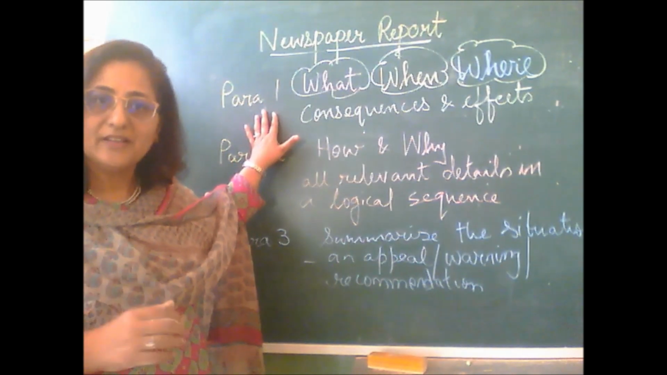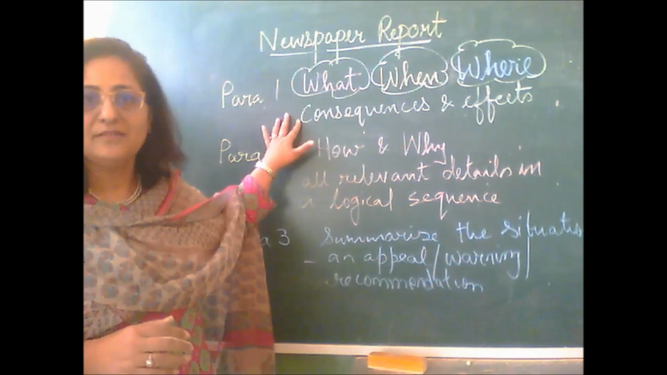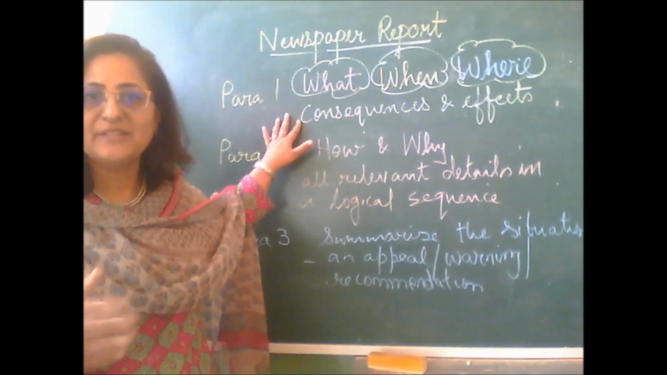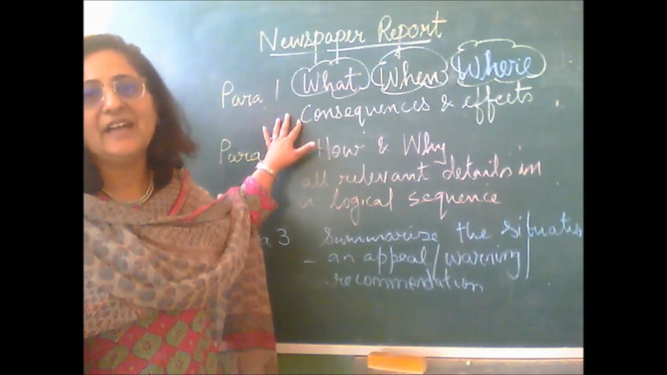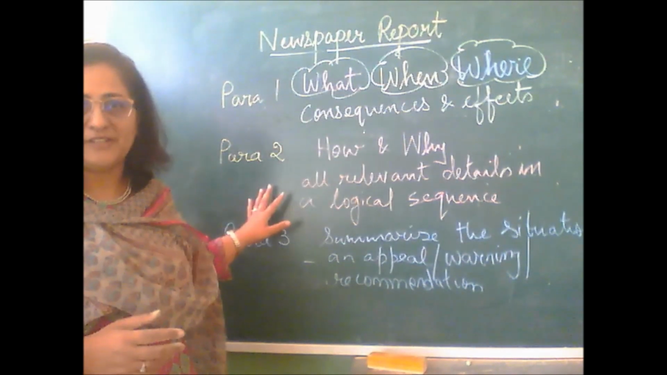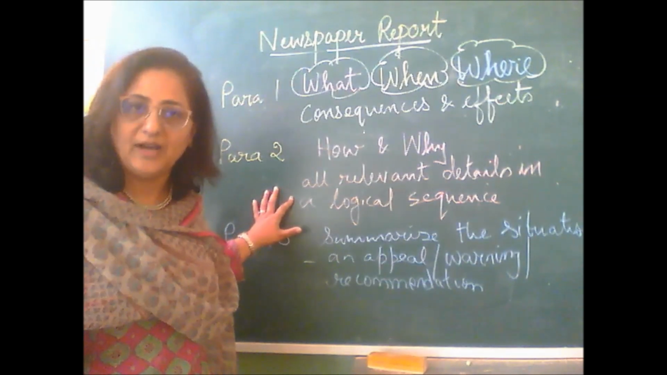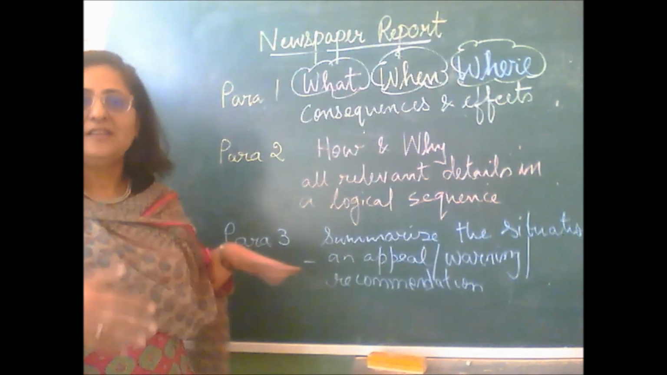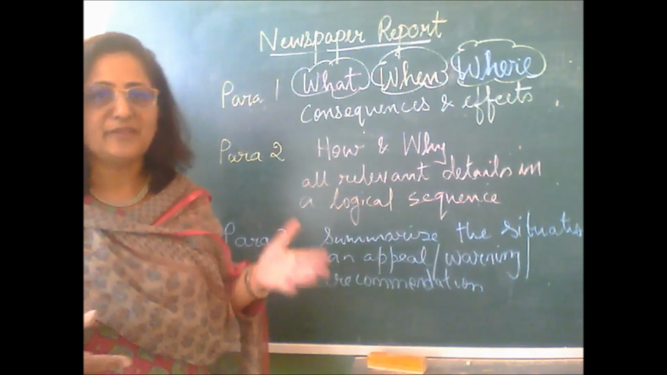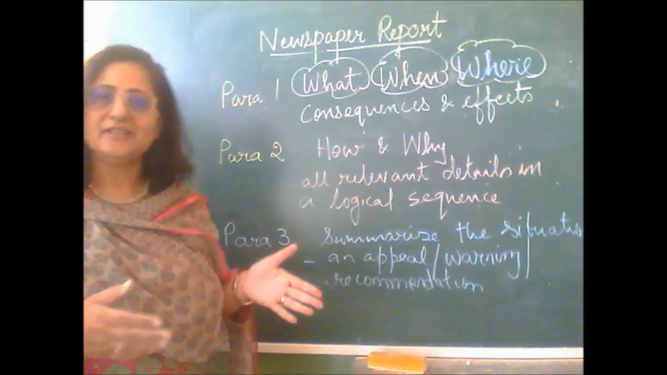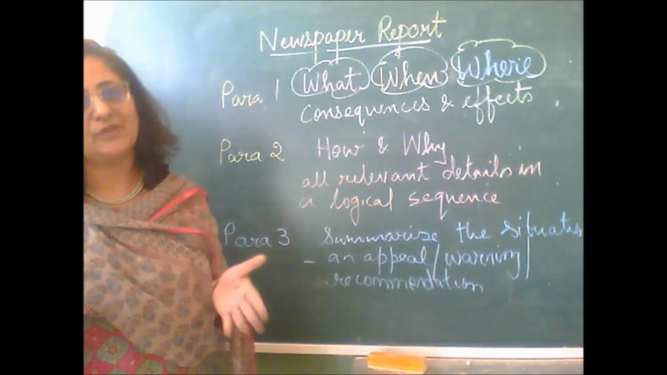So, a quick recap. Para 1 tells us what has happened, when it has happened, and where it has happened. Para 2 describes the how and why. Para 3 ends on a note of appeal, recommendation, warning, and a quote from a person in authority.